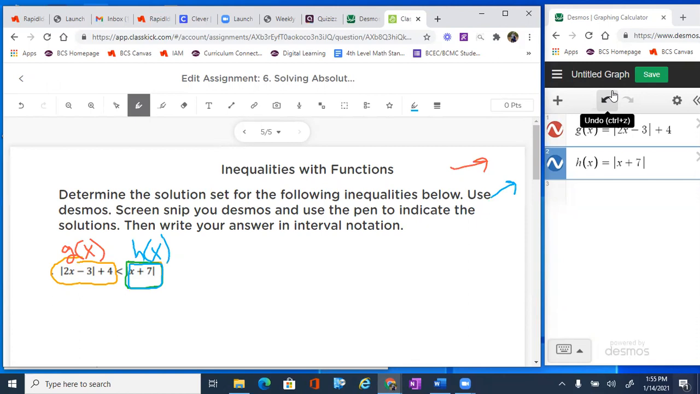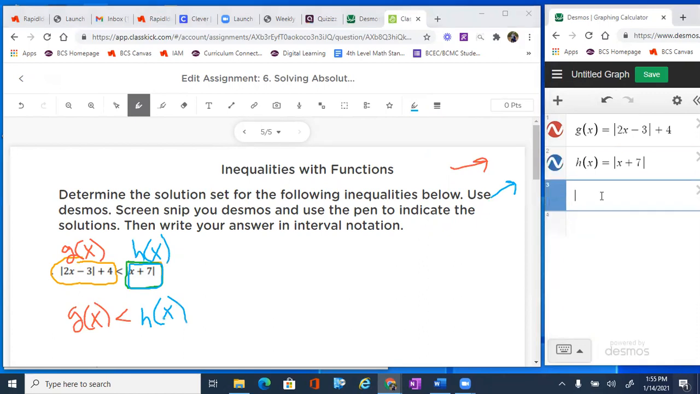And what I want to do is compare them. I want to find out where g of x, just like it says above, is less than h of x. So g of x has got to be less than h of x. So I'm going to come over to Desmos and type that statement in: g of x is less than h of x.